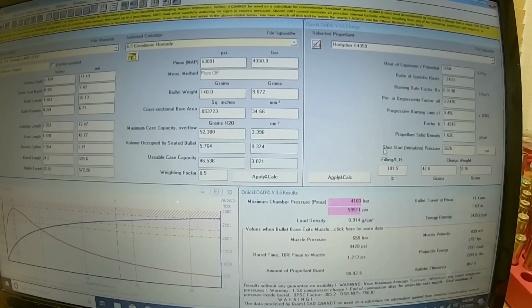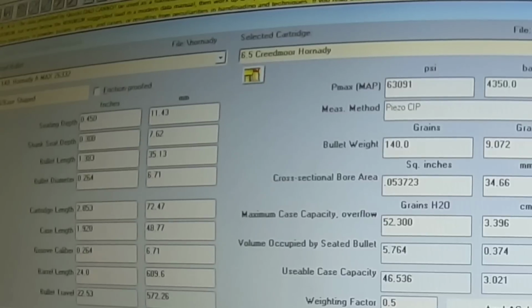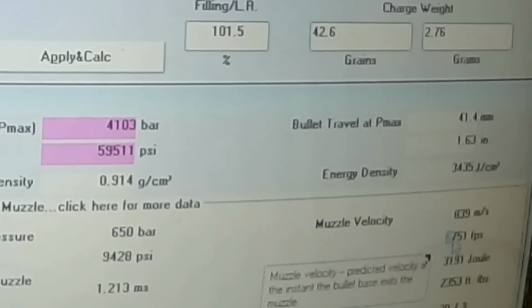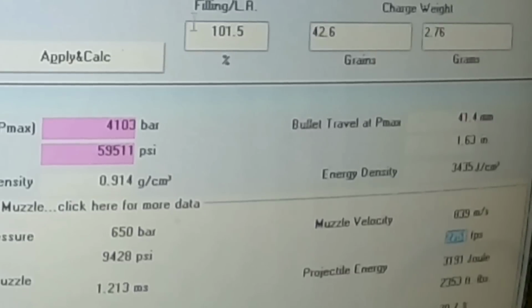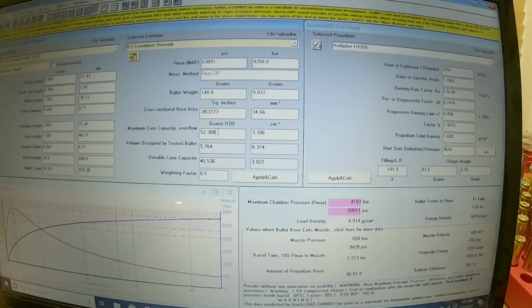So here is QuickLOAD, and here's my cartridge built, 6.5 Creedmoor. This is a 140 grain A-MAX, but I basically built the bullet profile to match the 1.383 bullet length, yada yada. 42.6 grains of Hodgdon H4350, and you can see there it's very close to my muzzle velocity. It's saying here 2751. So my case volume is for sure 52.3 grains, and I've done this with multiple cases.